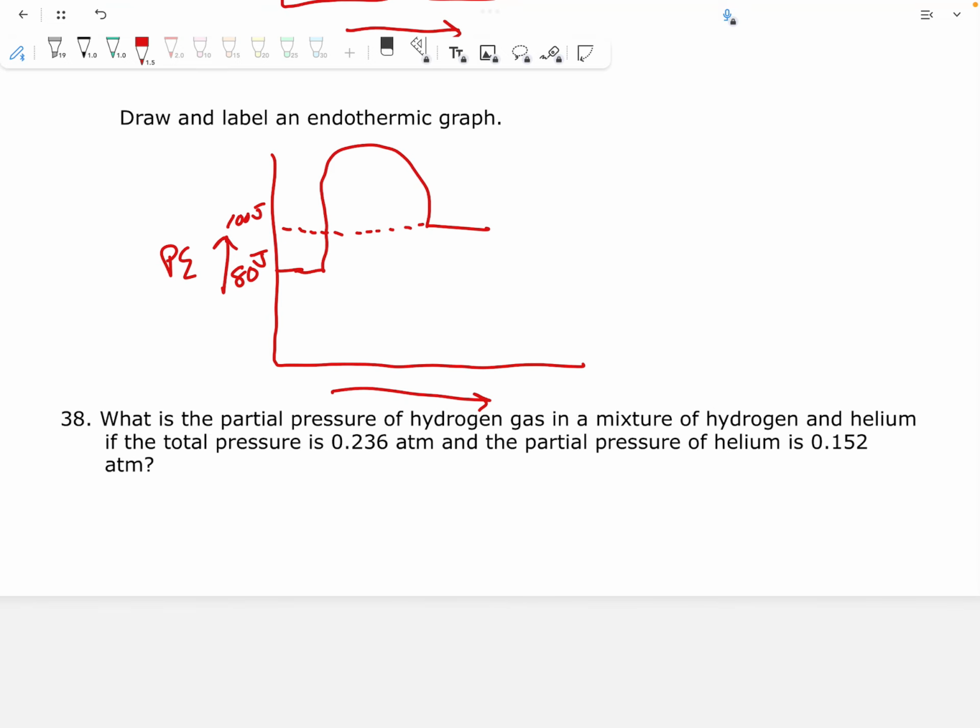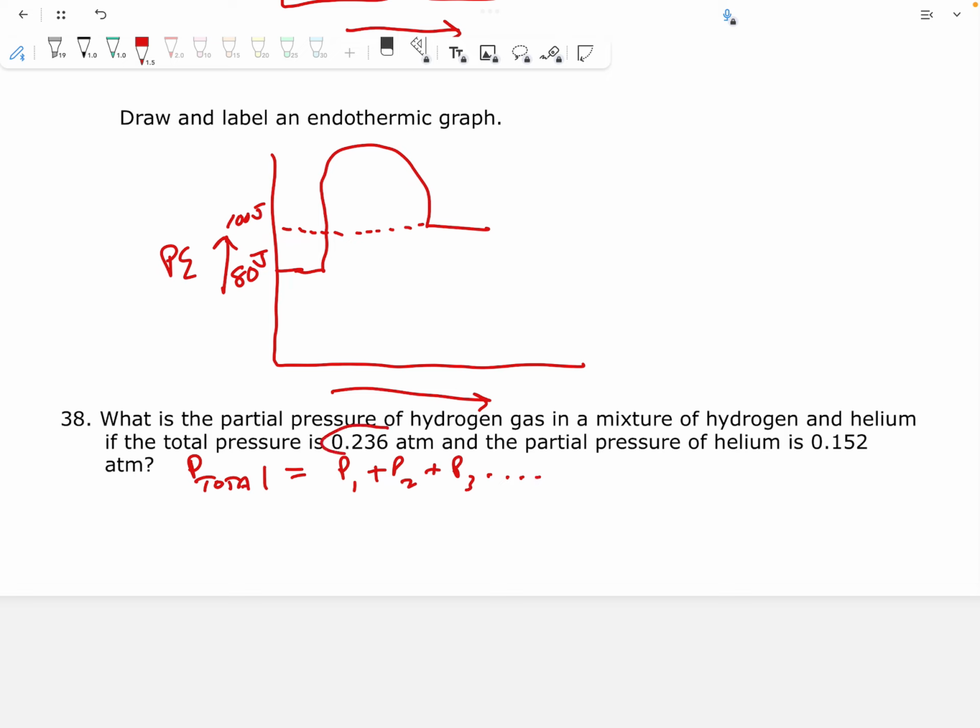Partial pressures. This is Dalton's law of partial pressures. What is the partial pressure of hydrogen gas in a mixture of hydrogen and helium if the total pressure is 0.236 atmospheres and the partial pressure of helium is 0.152 atmospheres? The law looks like this: P total equals P1 plus P2 plus P3, and so on.